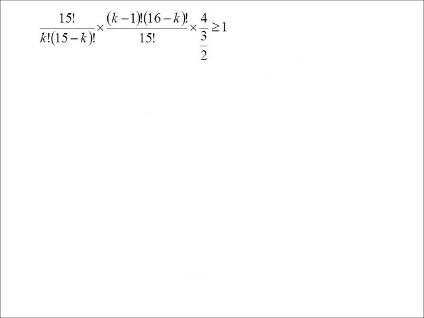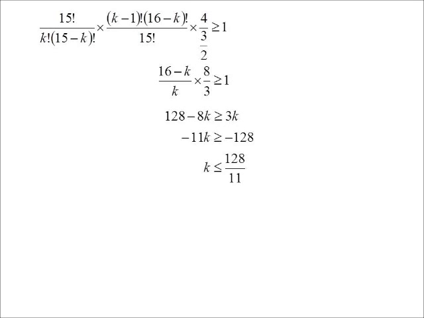So now let's play around with the factorials. 16 minus k is bigger than 15 minus k, and k is bigger than k minus 1. So all up, I get 16 minus k on k and times 8/3. So 128 minus 8k. So this time I'm looking for the first one, 128. 121's 11 11s, isn't it? So 11 looks like our answer.